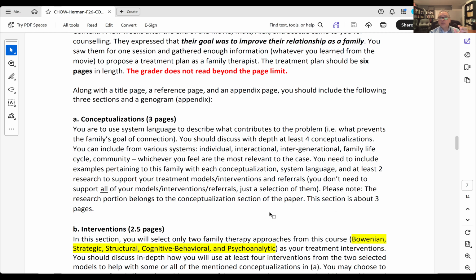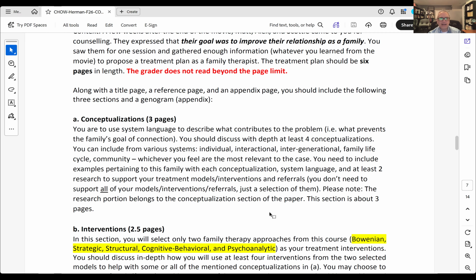This is where I would like you to use multiple different lenses to conceptualize the case, whichever you feel are most relevant to this case. But you need to pick 4 conceptualizations. I want to be clear: when I say 4 conceptualizations, I don't mean 4 systems.